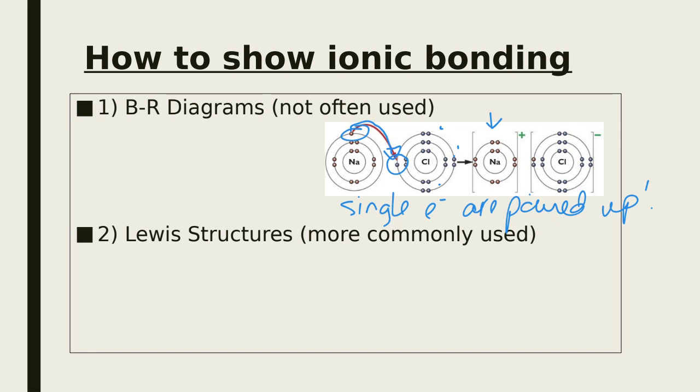Remember we talked about ion charge or ion radius because he's lost that whole outer energy level. He has a positive charge because he's lost an electron and he now has one extra proton. And chlorine has a full outer energy level as well, and a negative charge because he's gained an electron. Typically, we'll use Lewis structures. It's much faster and it's easier to show the bonding.